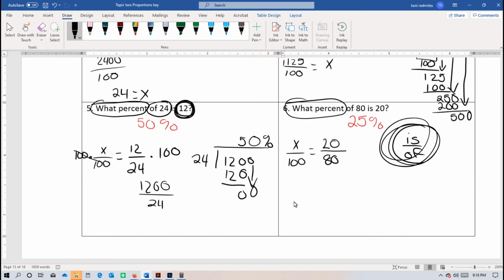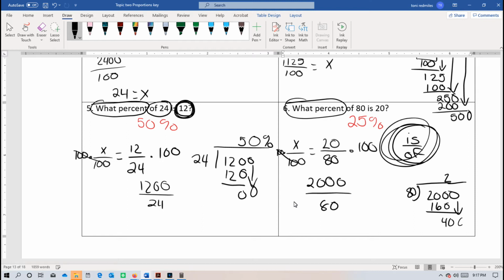All right, okay, so I have to multiply both sides by 100. That's going to give me 2,000 over 80. And if I do this, 80 can go into 200 2 times. That's all it can do, because that's going to give me 160, which gives me a remainder of 40. And 80 can go into that 5 times, which is going to give me exactly 400. So the percent is 25%.